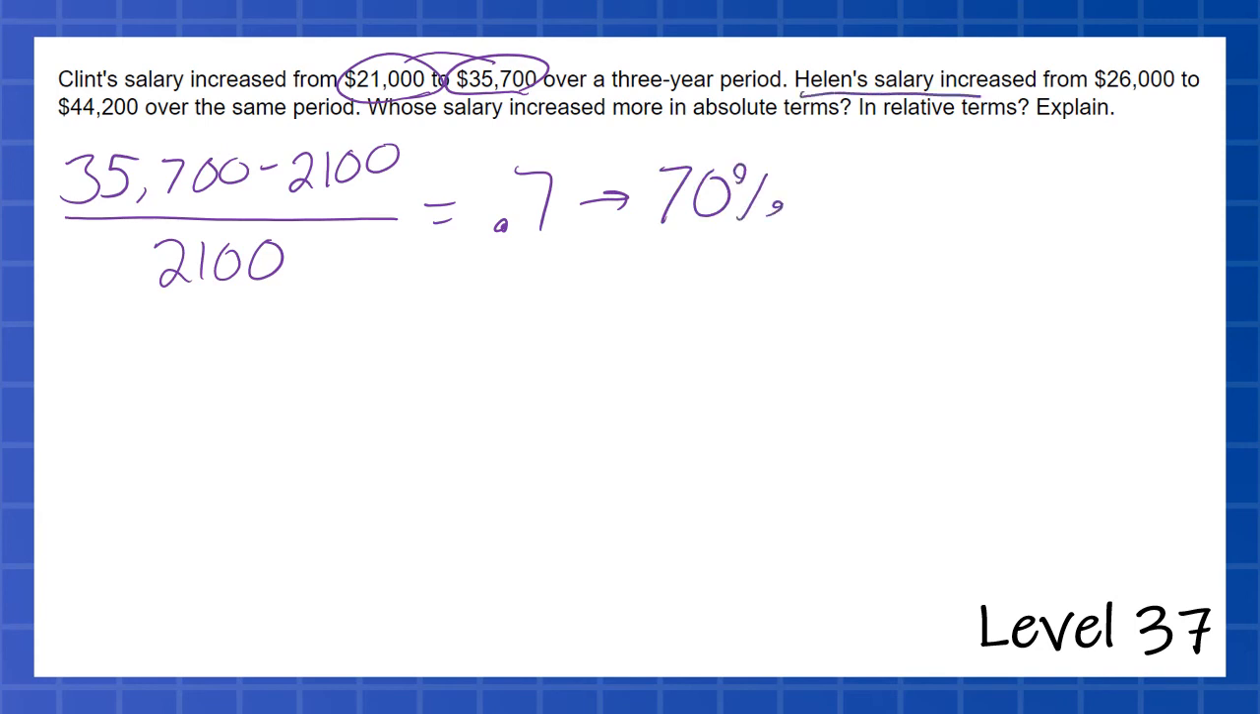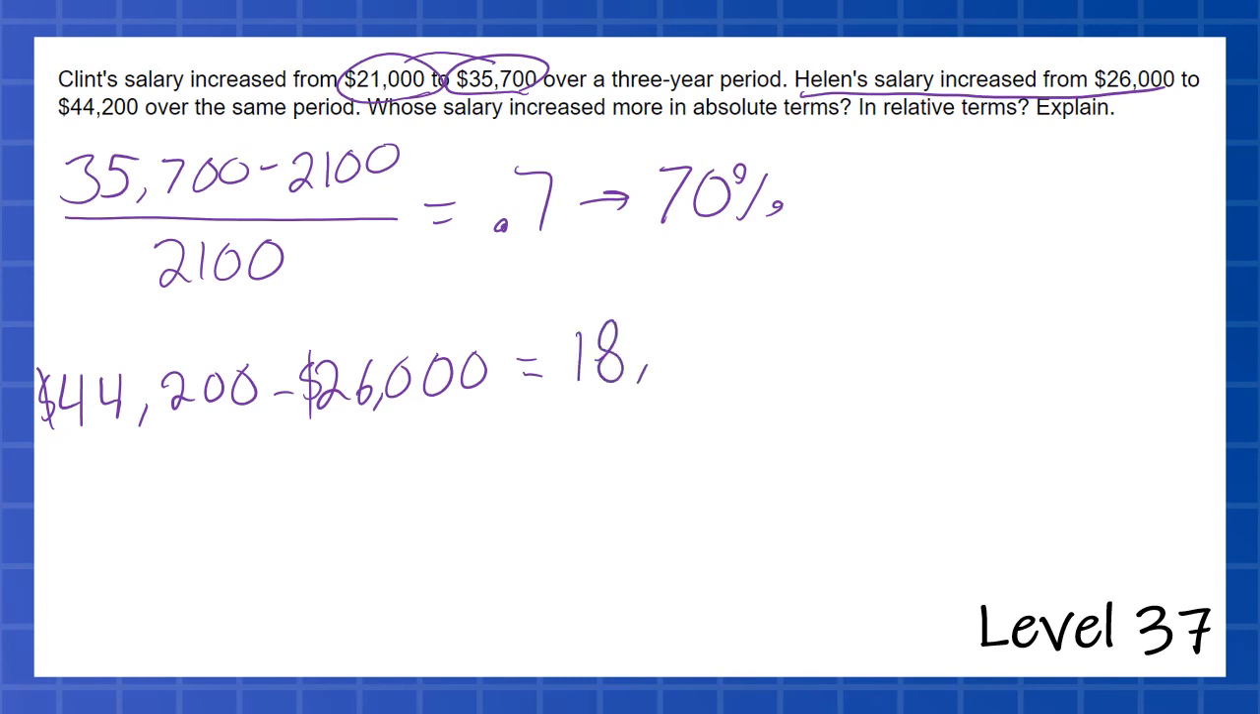Now, Helen also got a raise. Helen got a raise all the way to $44,200, so even more money. But to be fair, Helen did start out already making more money. And so if we subtract those to find out how much money she made, well, in absolute terms, we'd say she made, oh boy, what is this? This is not quite 20,000, but 18,200. She got an $18,200 raise.